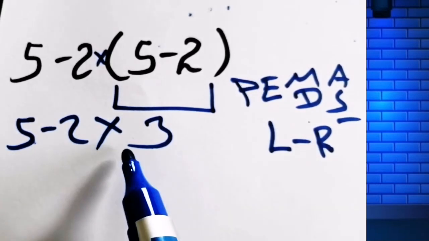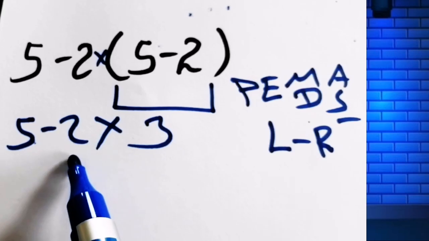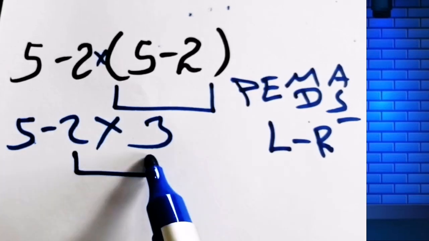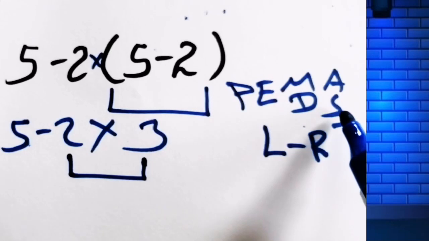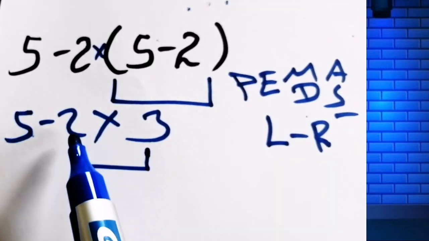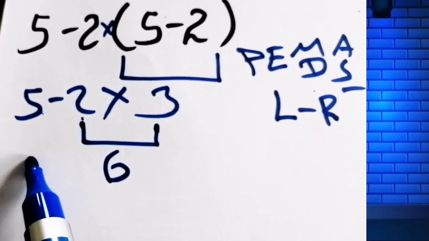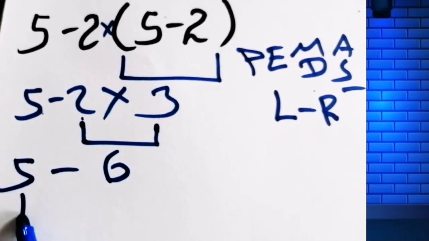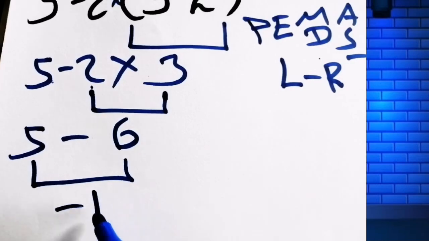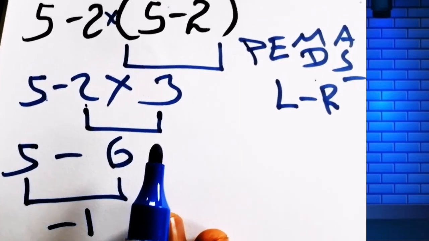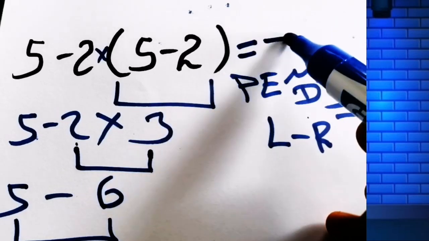If subtraction and multiplication are in the expression, multiplication has higher priority than subtraction, because according to PEMDAS, multiplication comes before subtraction, okay? Then 2 times 3, which is 6. Then 5 minus 6, which equals negative 1, okay? This is the correct answer of this problem. Therefore, the correct answer of the problem is negative 1.